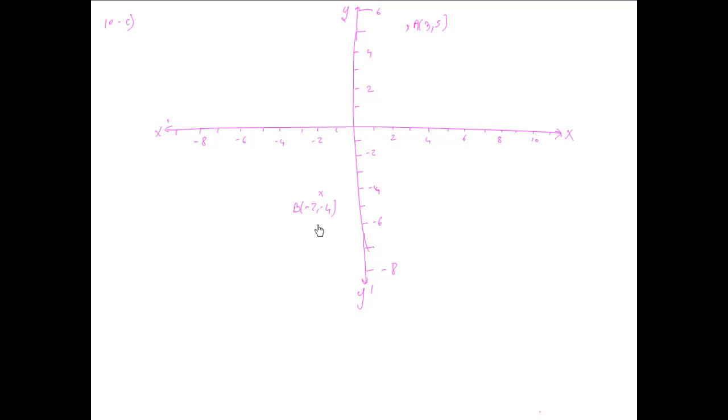A dash is the image of A when reflected in the x-axis. This is reflected in the x-axis, children. Come down over here. That's 3 and negative 5 over here. That's A dash, 3, negative 5. So first part, A dash is 3, negative 5.